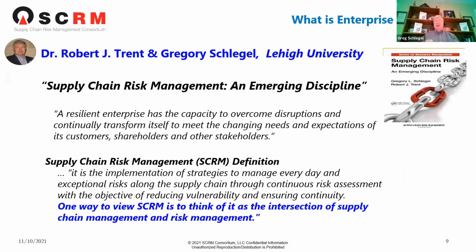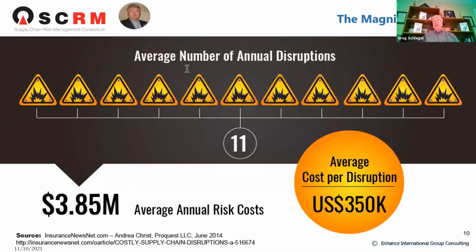So that's kind of the why. Why would anyone spend any time learning about and exercising supply chain risk and resiliency techniques? That's the why. The what and the how is a definition of supply chain risk management coming from our book again. It's the implementation of strategies to manage everyday and exceptional risks along your entire supply chain through continuous risk assessment with the objective of doing what? Reducing your company's vulnerability and ensuring your company's business continuity. So one way to think of SCRM is basically the intersection of good supply chain management performance and pure risk management. So we wanted to get you grounded on a couple of definitions. All right. Next, the magnitude of risk.